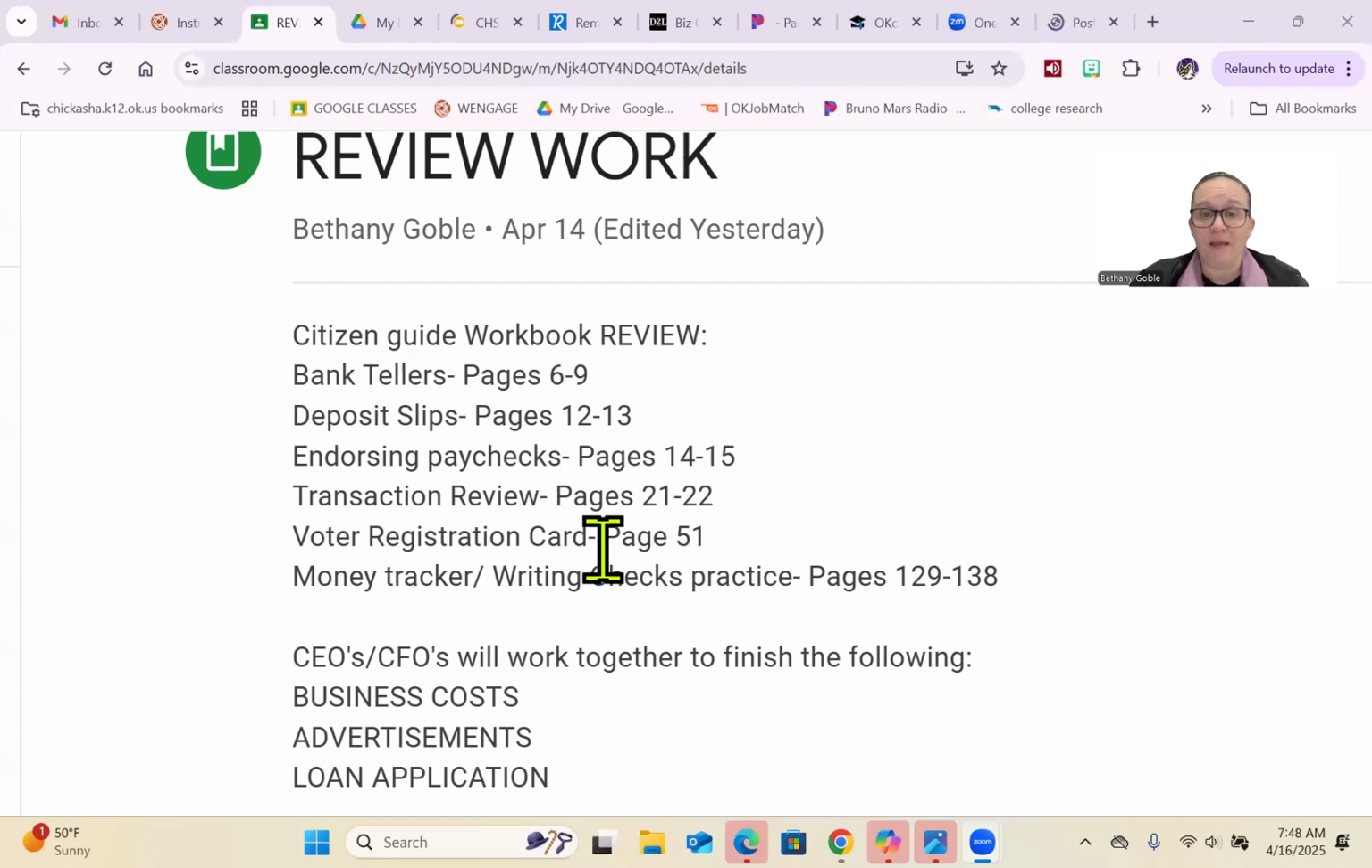After you do that, our CEOs and CFOs from each business, go ahead and sit with Miss Anderson, Miss Golightly, where they have you sit and work on your business costs, your advertisements, your loan application. We want to make sure those are ready to go for our final draft in our next lesson. Everyone else, start practicing how to do deposit tickets, how to write checks. If you're a bank teller and you don't understand, pages 6 to 9 help you with some of the bank telling information. All right. So go ahead and go through some of these pages and start reviewing.